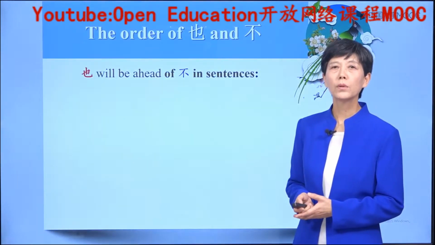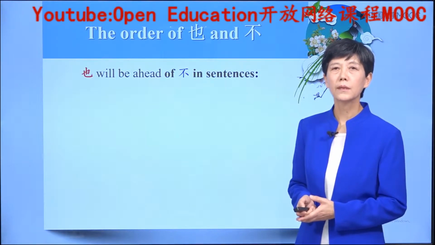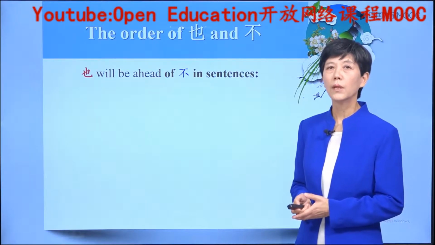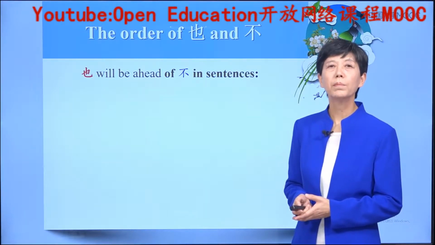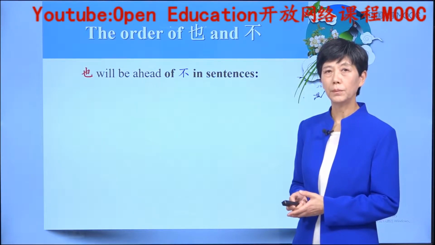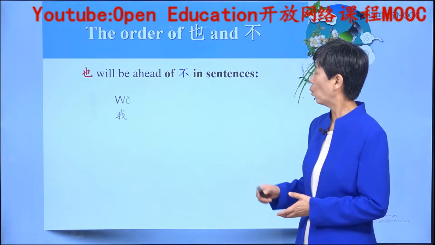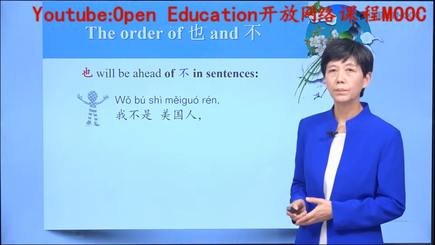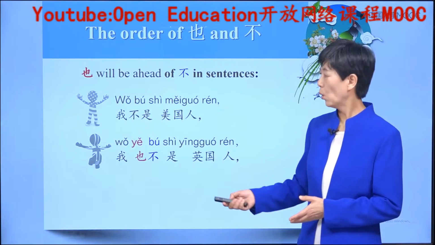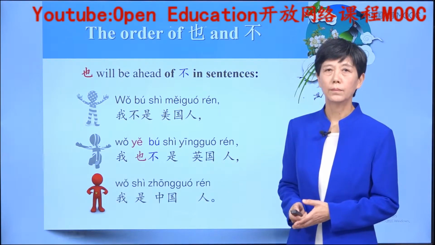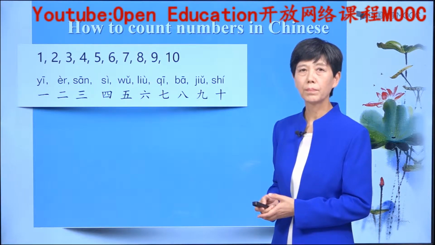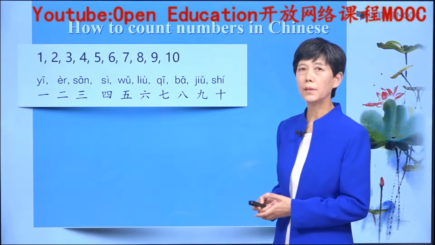When we have both 也 and 不 in the same sentence, which one comes first? In this case, we will add 也 before 不, and both of them will be before the verb. 我不是美国人，我也不是英国人，我是中国人。Do you know how to count numbers in Chinese? No? That is very easy.